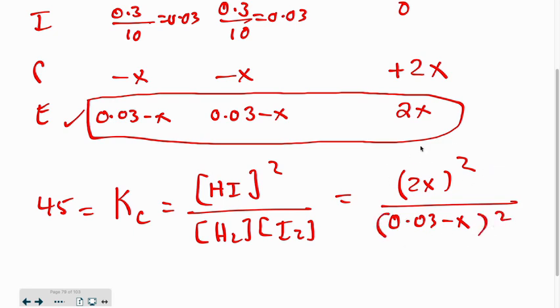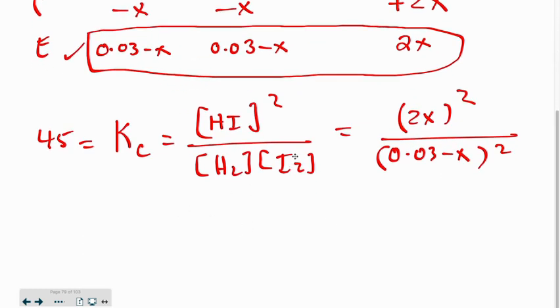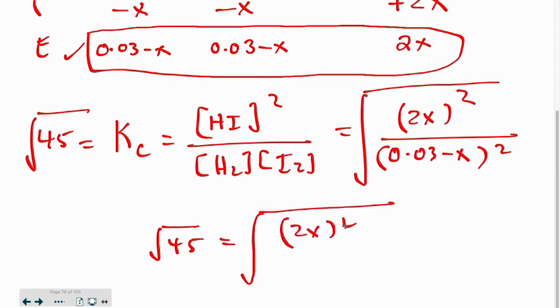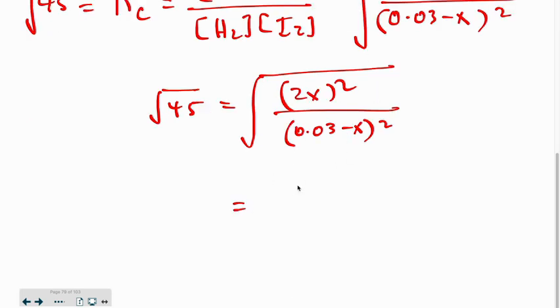Now, anytime you have two squares on top of each other like this in the numerator and denominator, we call this a perfect squares problem. What you are going to do now is take the square root of this side and take the square root of your 45. So what you end up with is the square root of 45 equals the square root of (2x) squared over (0.03 minus x) squared. So basically this side becomes 2x over 0.03 minus x, and this is just going to be the square root of 45.